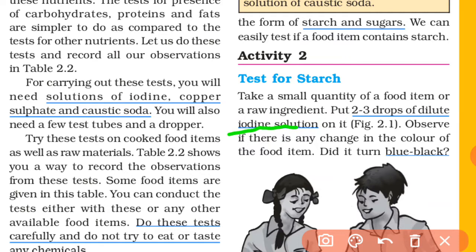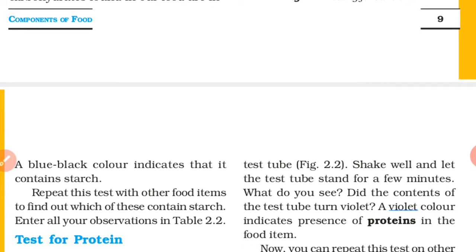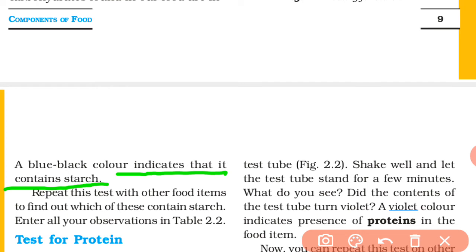So we add 2 to 3 drops of dilute iodine solution, then observe whether there is any change in color. We know that the rice is white in color, but when we add the dilute iodine solution, we have to see if its color changes, and whether it turns bluish black. If there is a bluish black color, then it is the indication of the presence of starch. The blue black color indicates that it contains starch.